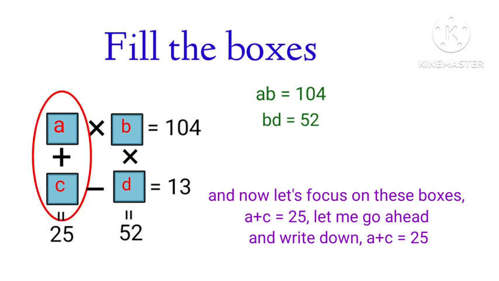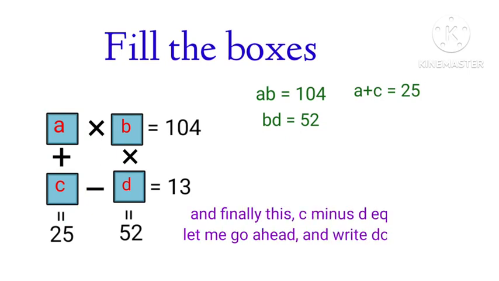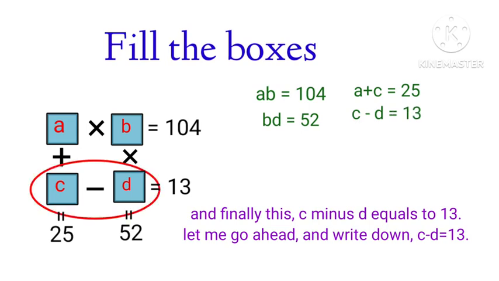Now let's focus on these boxes. A plus C equals 25. Let me go ahead and write down, A plus C equals 25. And finally this, C minus D equals 13. Let me go ahead and write down, C minus D equals 13.